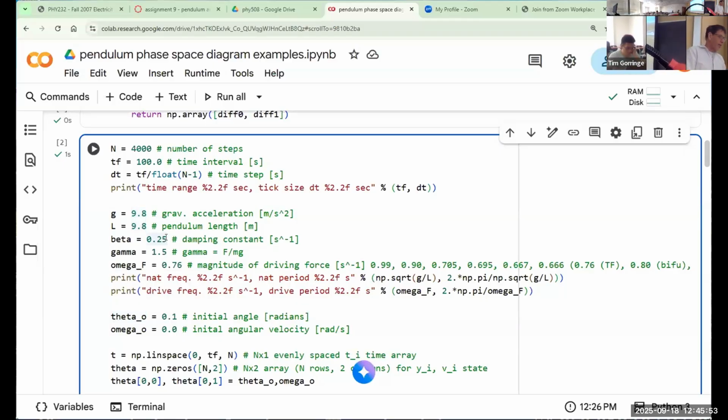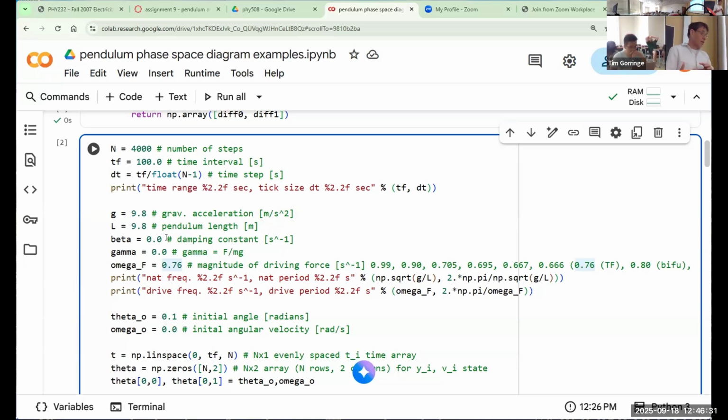And ultimately, the g and the L are just defining omega naught, which is going to be 1. And then we've got the other constants that we're going to work with, which is beta for the damping constant and gamma for the driving constant. I've got beta and I've got gamma, and those are the complete set of parameters for the problem.